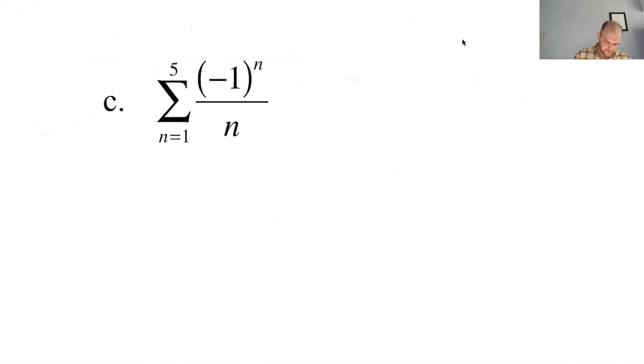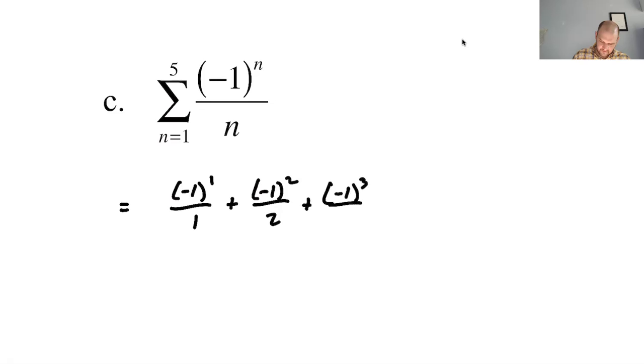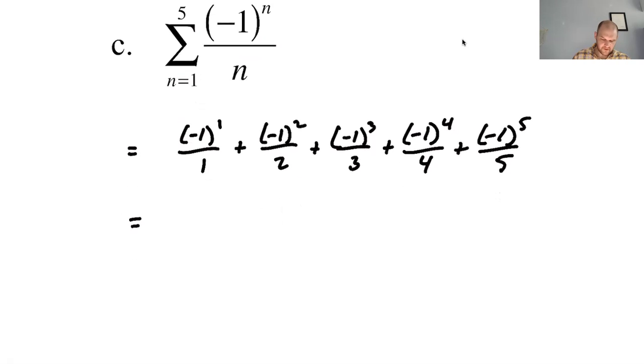So let's see, we're going to start at 1. So we'll get -1 to the first over 1. And then we'll get plus -1 to the second over 2, plus -1 to the third over 3, plus -1 to the fourth over 4, plus -1 to the fifth over 5. So then you probably wouldn't write it this way. You would probably write this, and you would just think it through. This is just going to be -1 plus 1/2 minus 1/3 plus 1/4 minus 1/5.